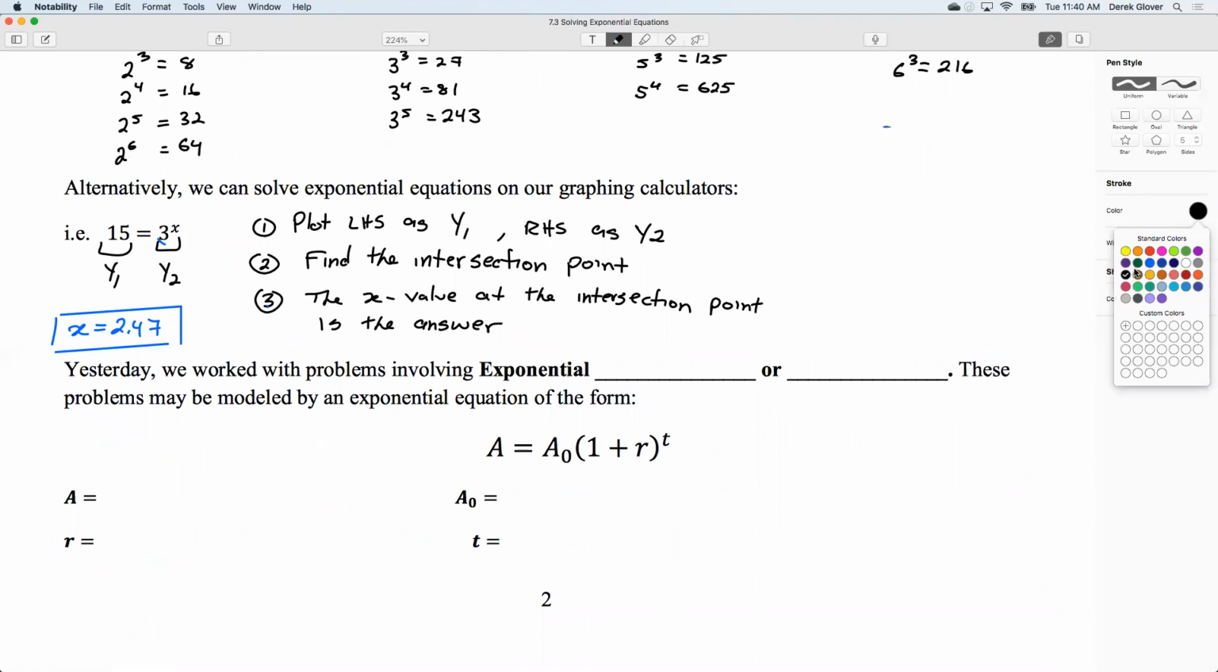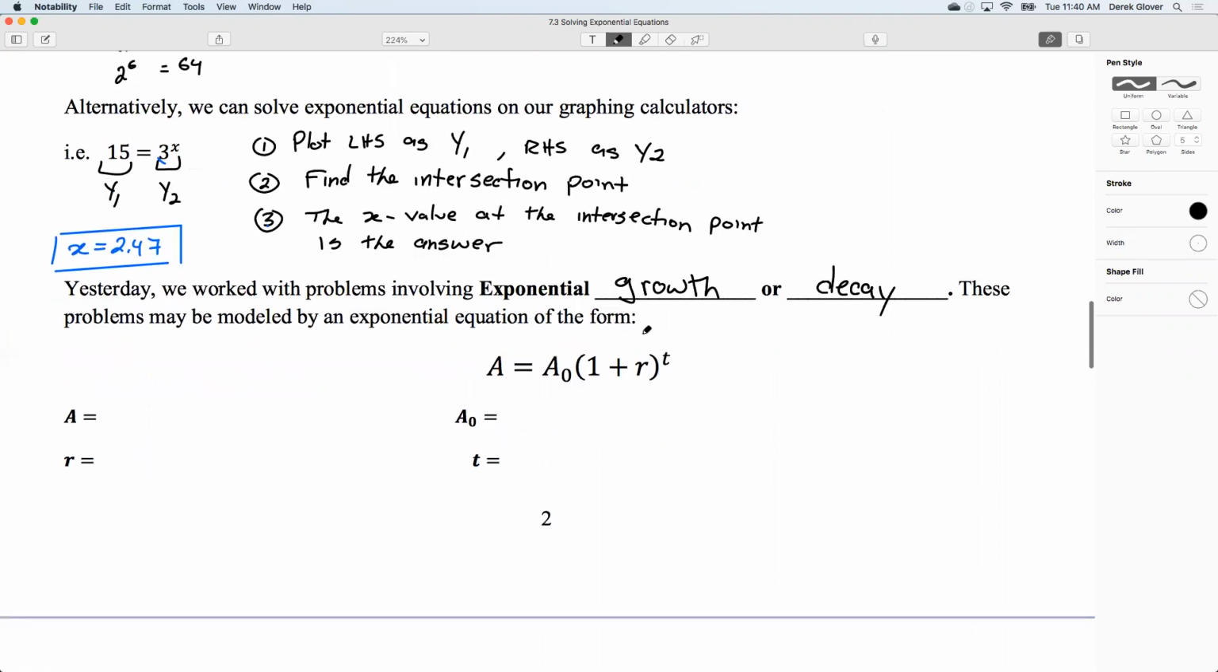So yesterday we worked with problems involving exponential growth or decay. These problems may be modeled by using an exponential equation of the form A equals A naught times (1 plus r) to the power t. And this is going to be the general equation for any exponential growth or decay problem. We're going to base it off of this equation, okay? We're going to have to define some parts of the equation.